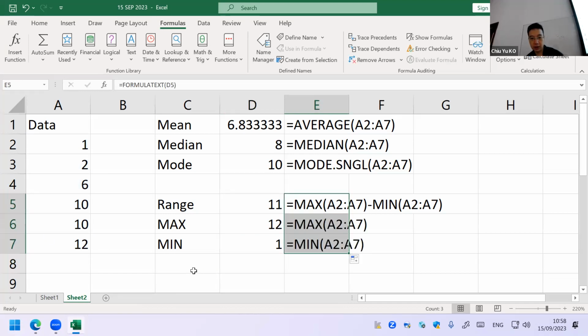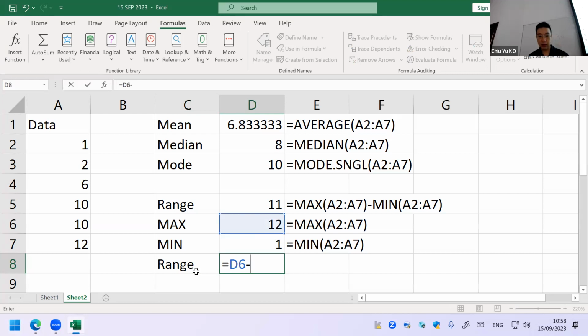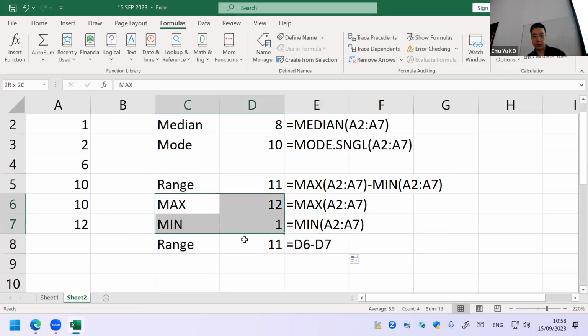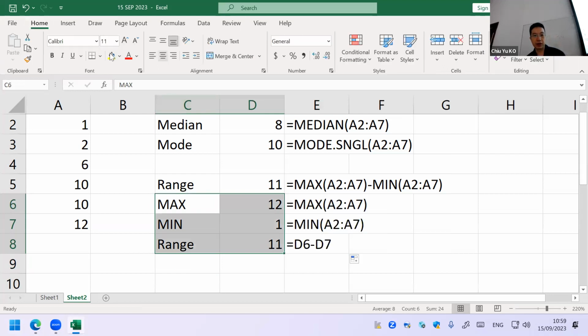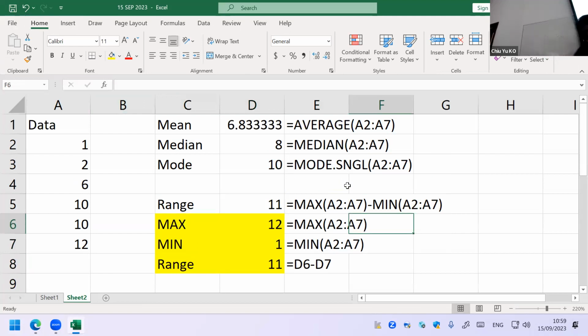And then you can do the range again, okay? How you do that is just from the D6 minus D7. So this is how I do it, okay? Sometimes you want to do it the yellow way. And actually, I recommend you do it the yellow way and then the other way around.